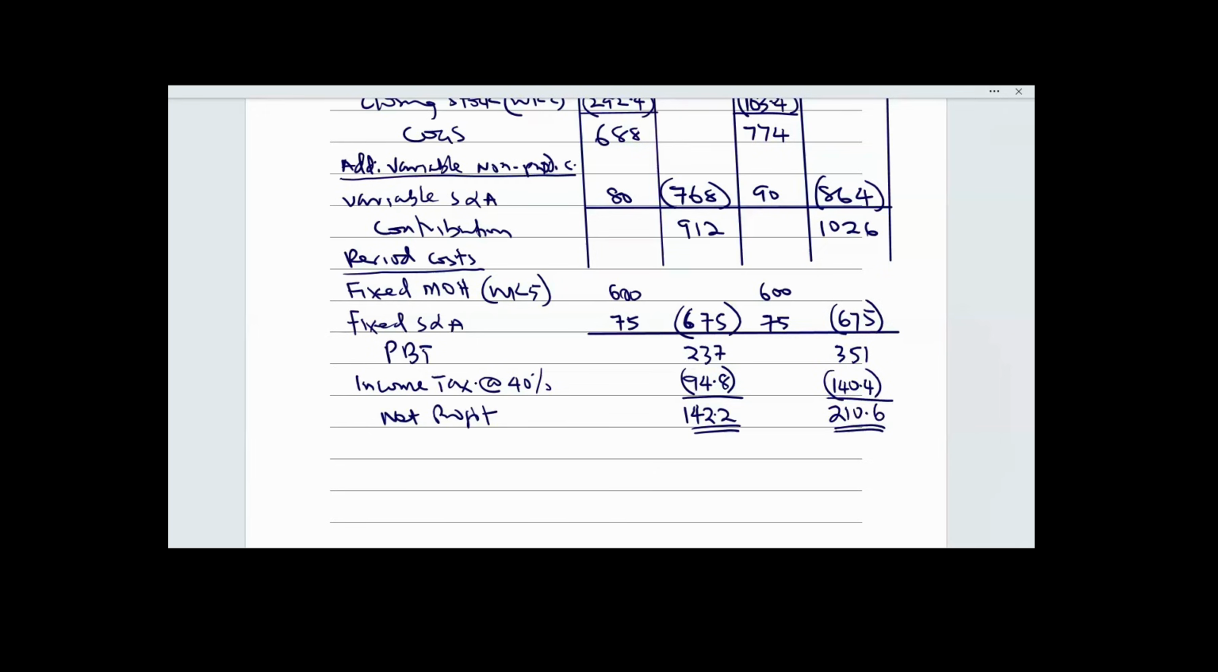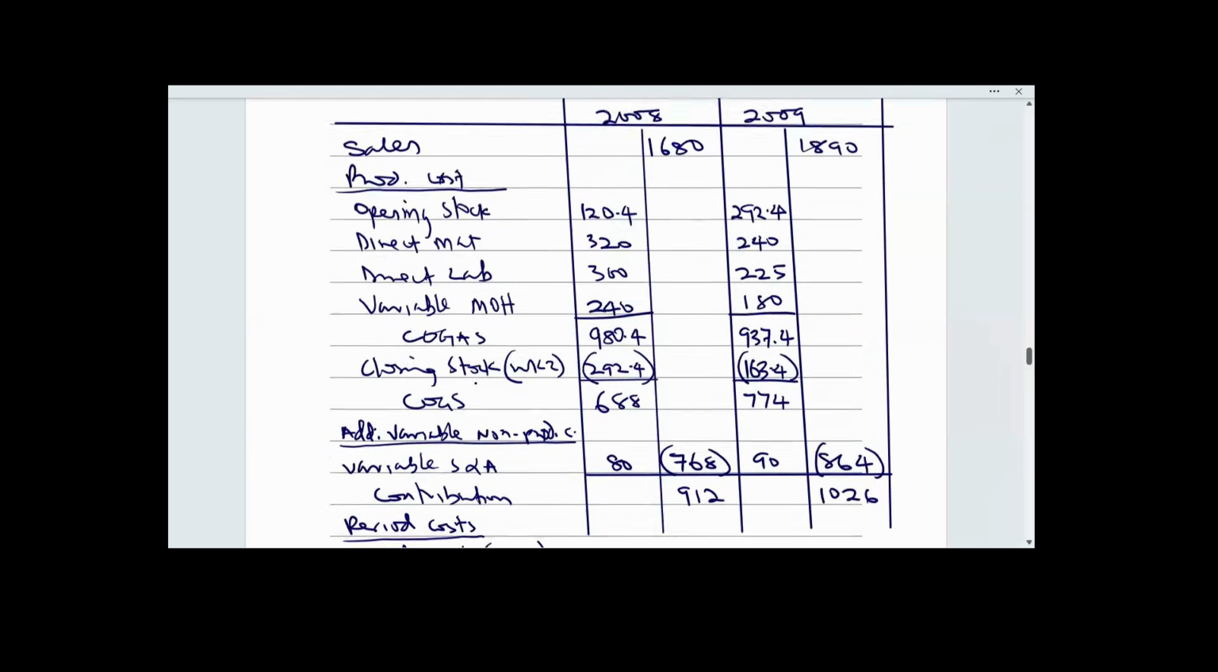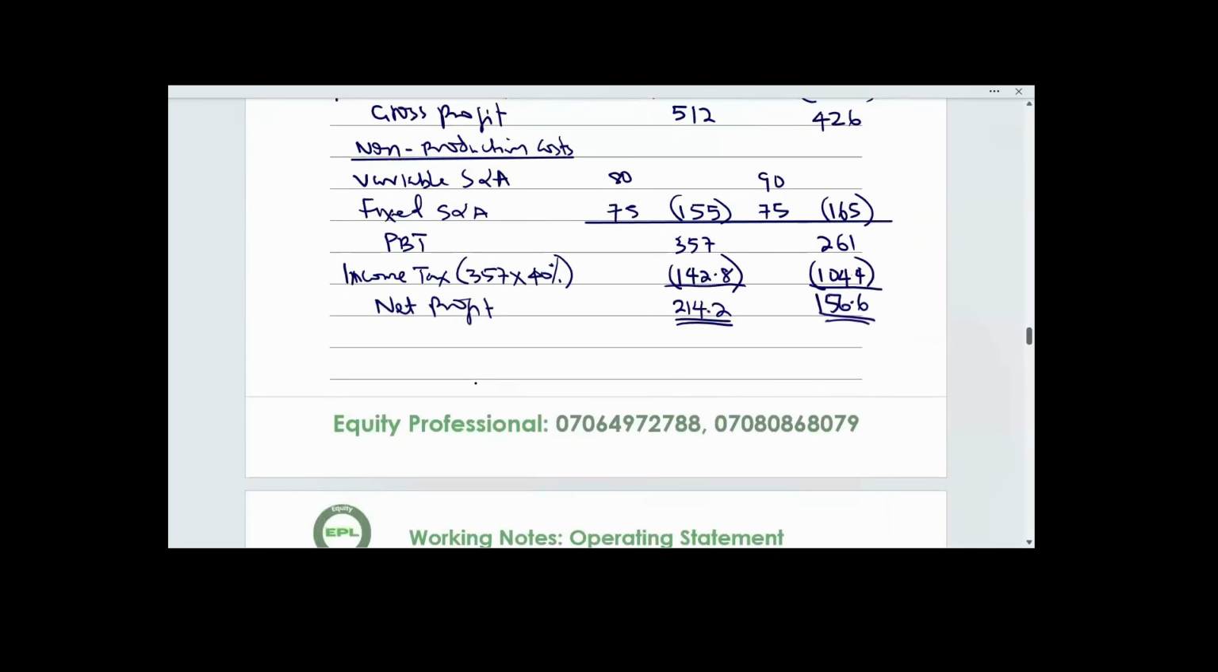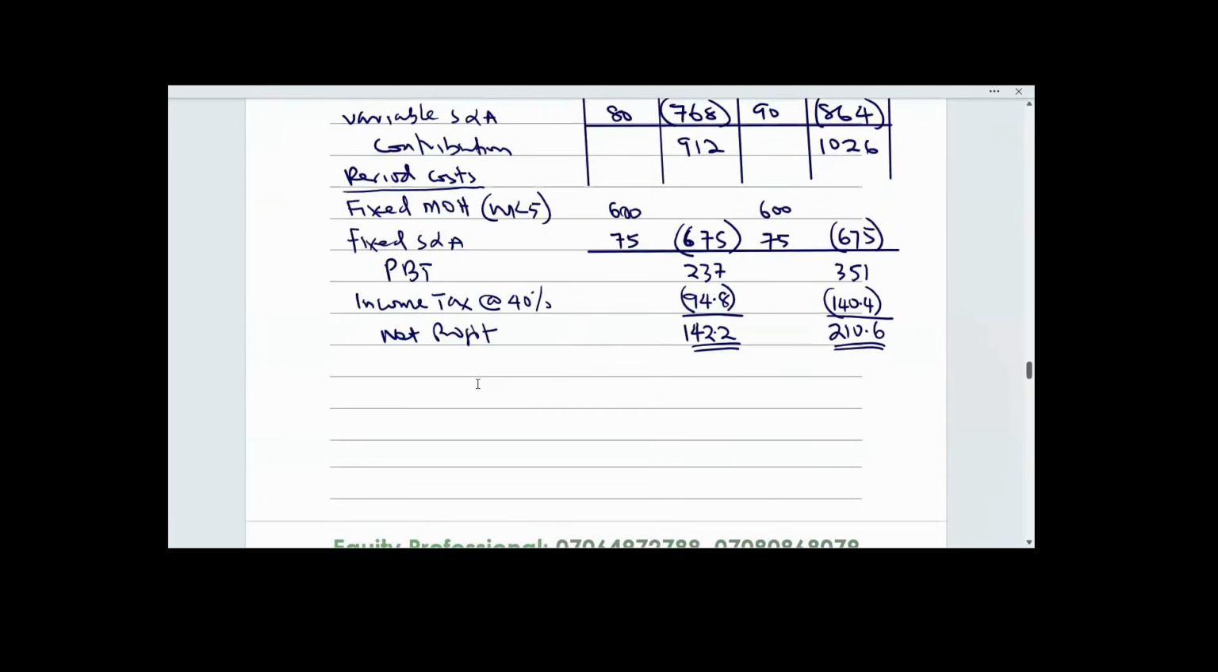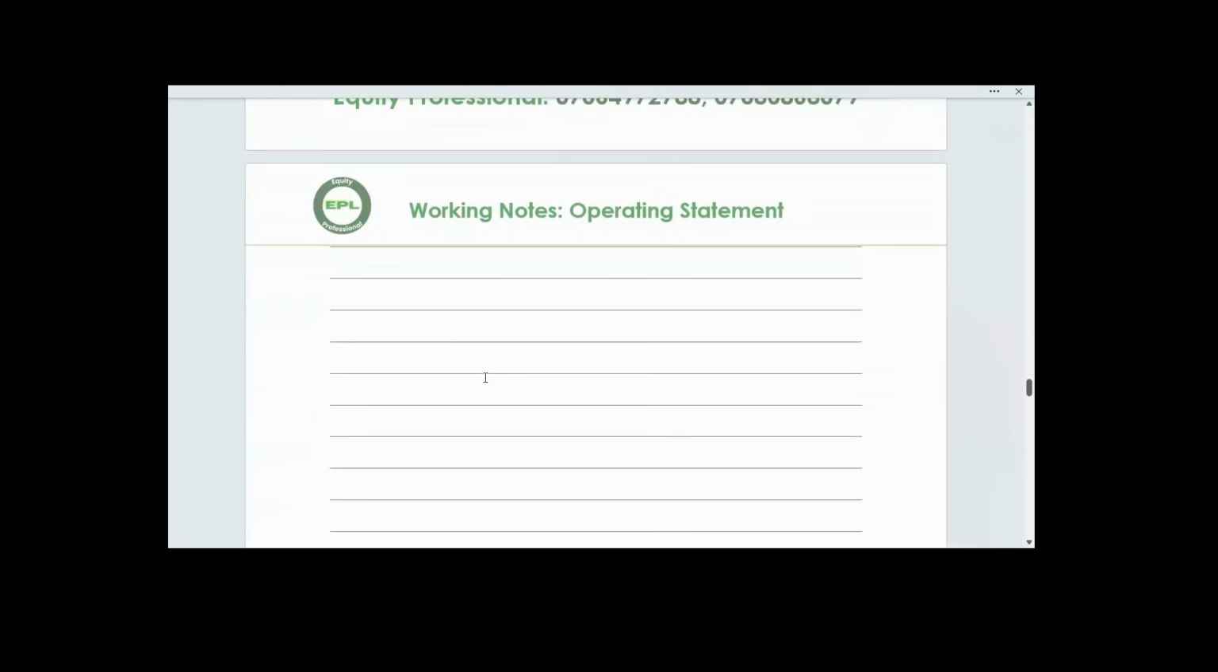When you look at the net profit under the two techniques, you see that they are different. It's not the same net profits you have. Therefore, you need to find the reconciliation. What is causing the difference is the stock valuation. Finally, number C, stock reconciliation statement.